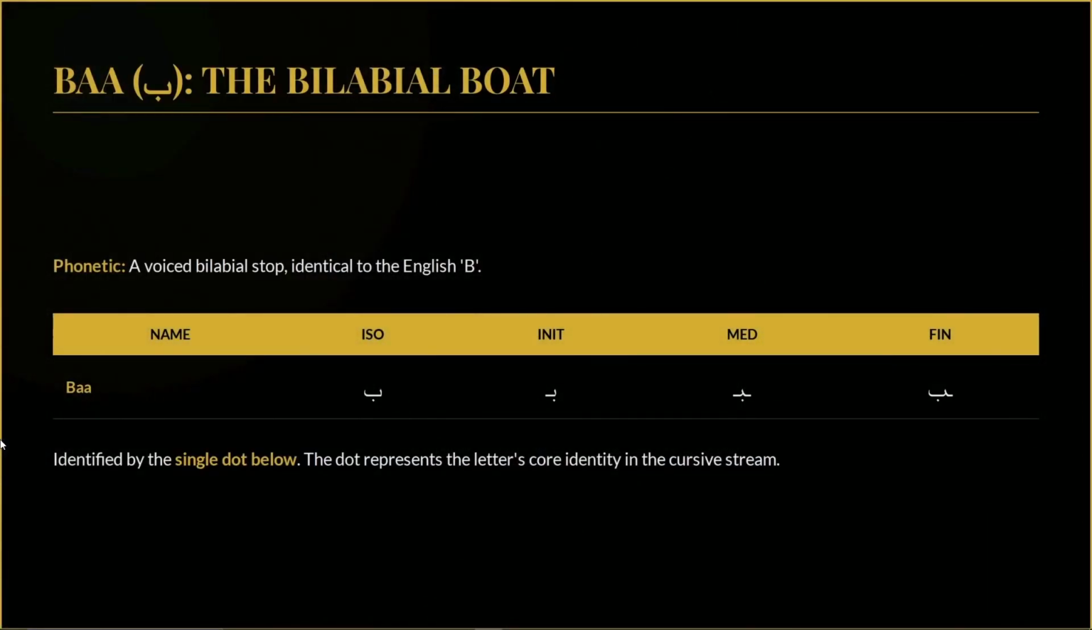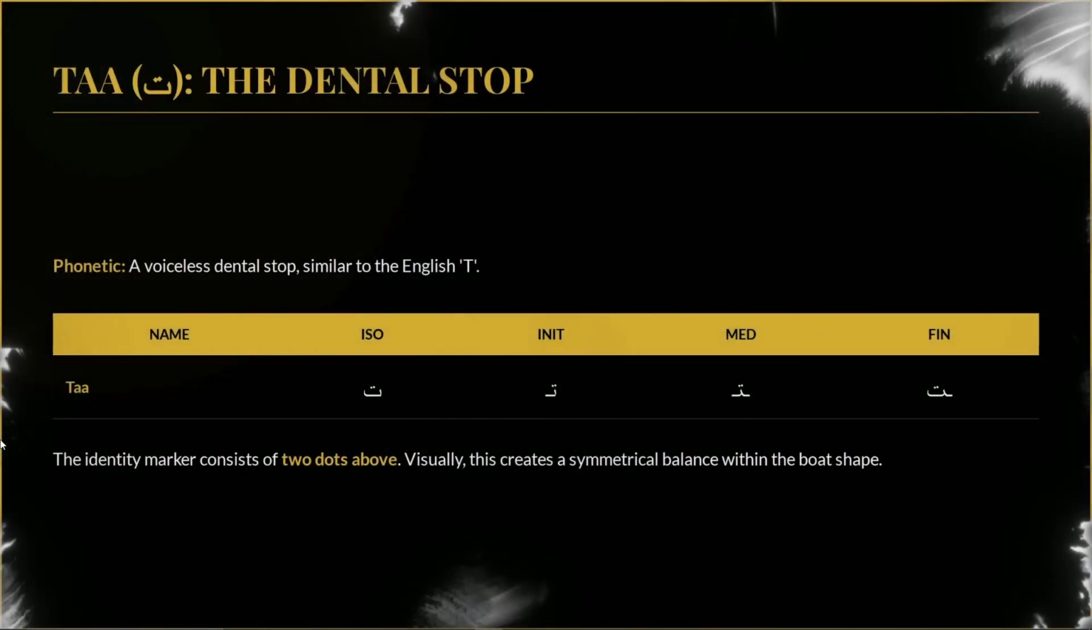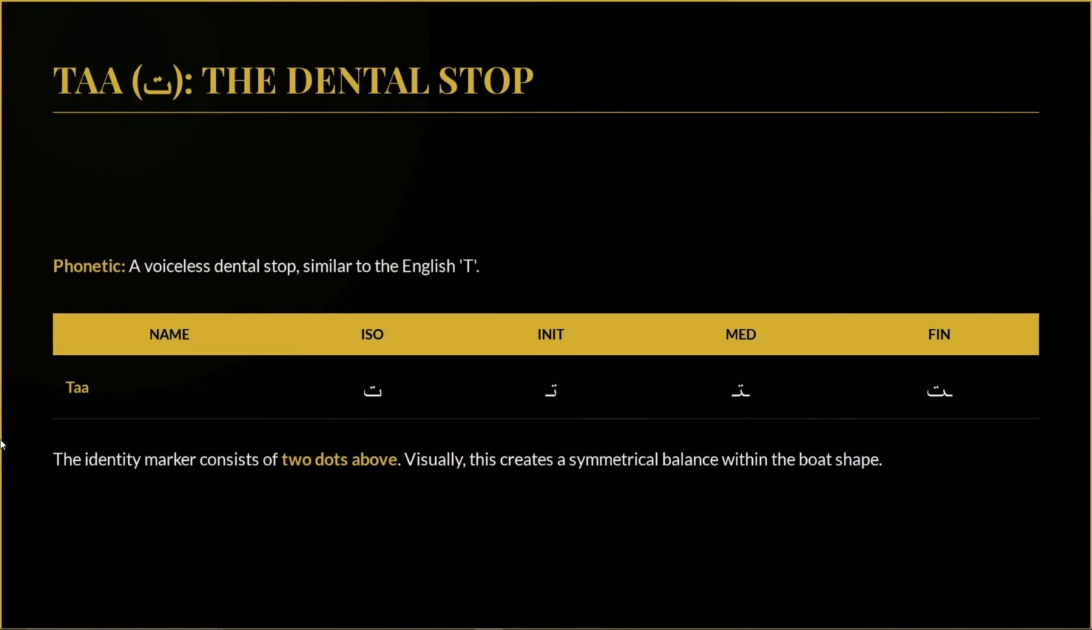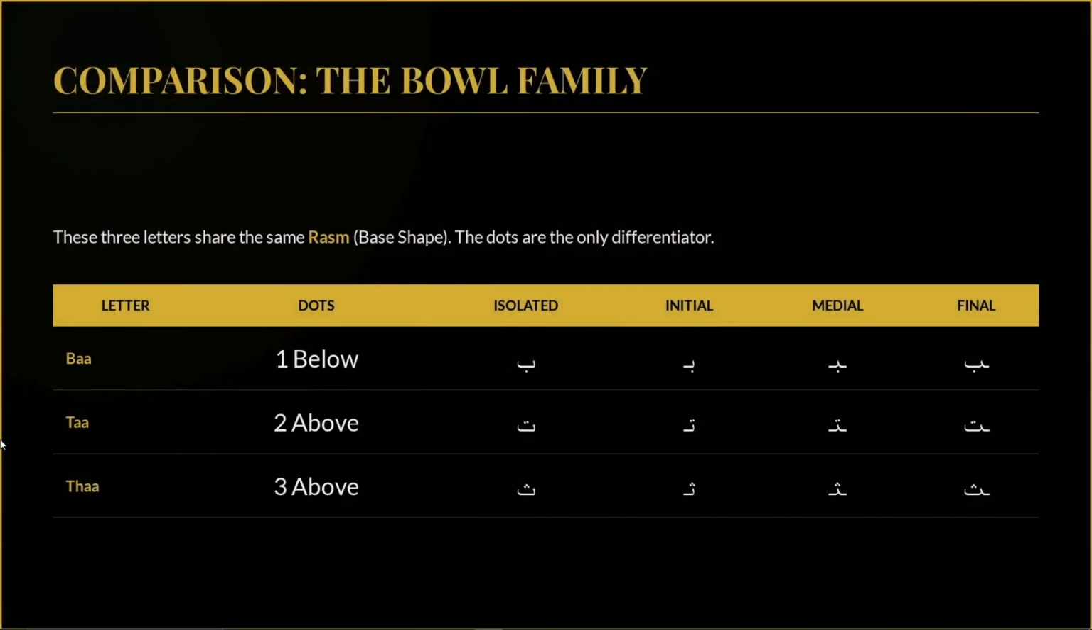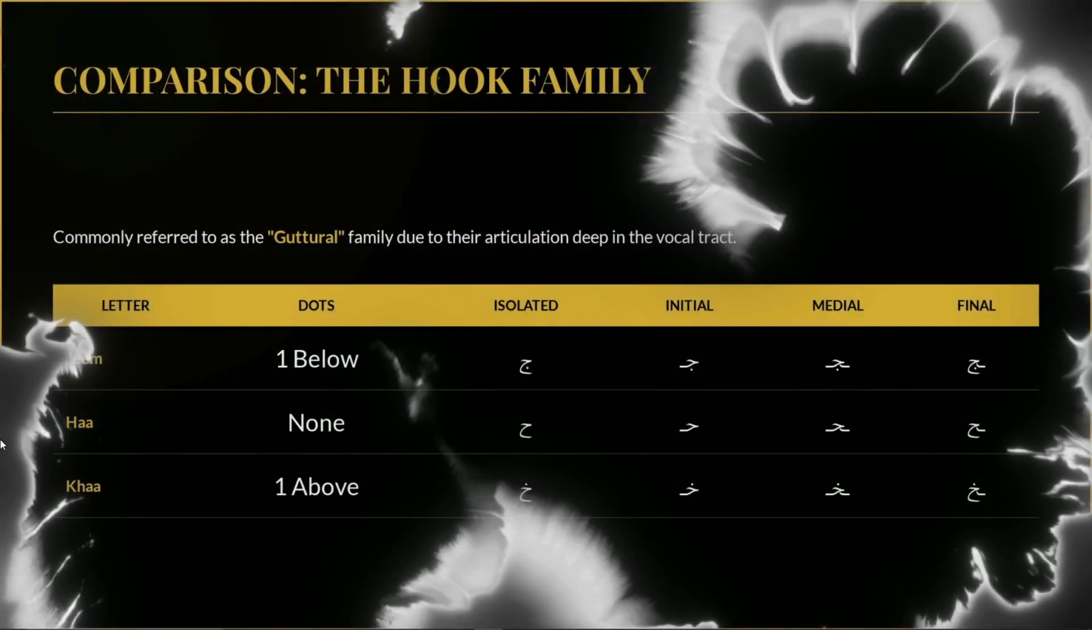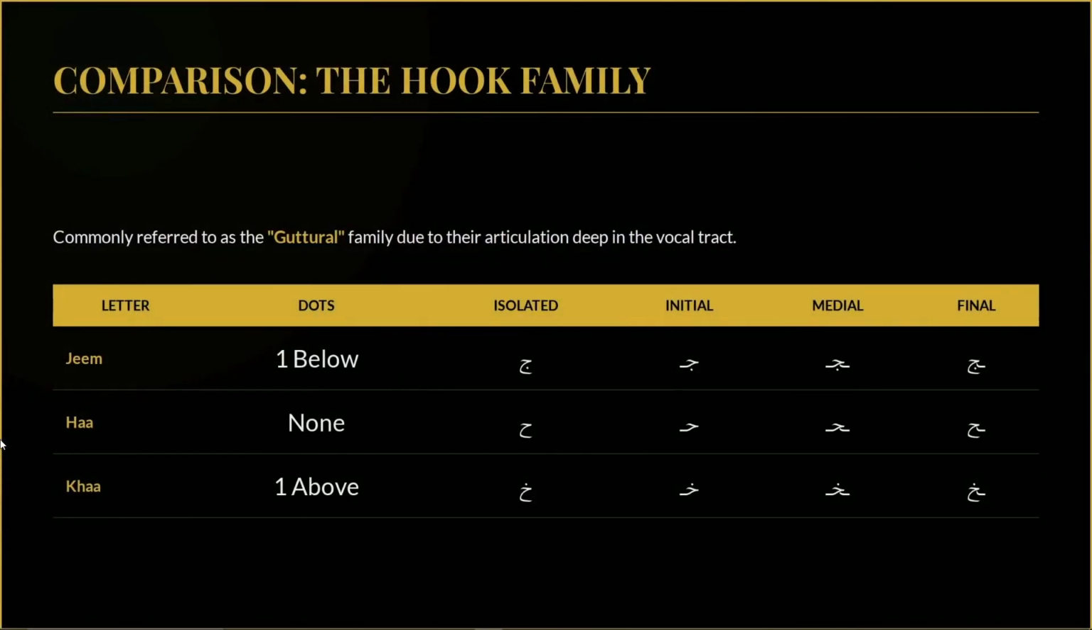First, Ba, a voiced bilabial stop identified by a single dot below the hull. Then Ta, a voiceless dental stop with two dots above. Finally, Tha, an interdental fricative with three dots above. Notice that in their initial and medial forms, the tail of the boat is truncated to allow for the cursive flow along the baseline.